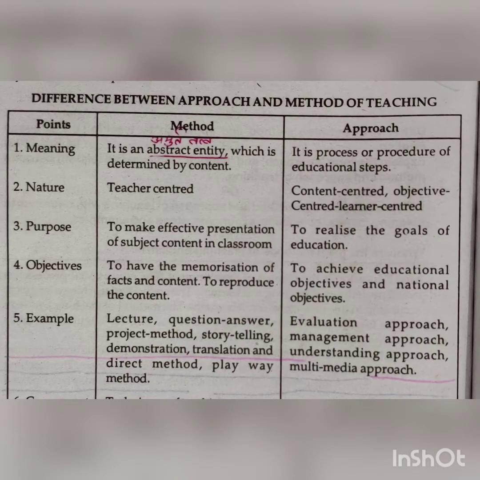So the first point, in terms of meaning: it is an abstract entity which is determined by content. Second, in terms of nature, it is absolutely teacher centered. Third, in terms of purpose: to make effective presentation of subject content in classroom. And the fourth point, objectives: to have the memorization of facts and content, to reproduce the content.